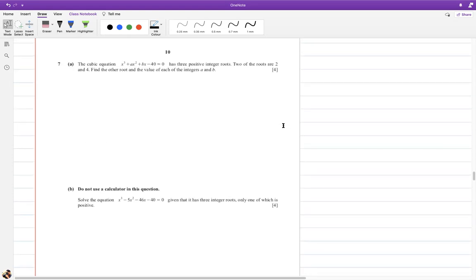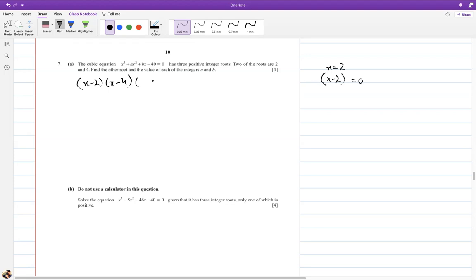All right, so let's start with this one. The cubic equation this has 3 positive integer roots. 2 of the roots are 2 and 4. So we know 2 roots. That means we can say that x minus 2 and x minus 4 are 2 factors. Why minus? Because if you say x equals 2, then x minus 2 is equal to 0, right? So that's one root.